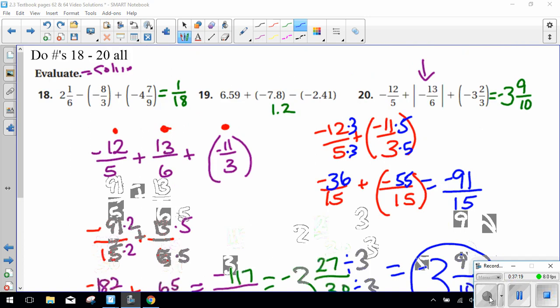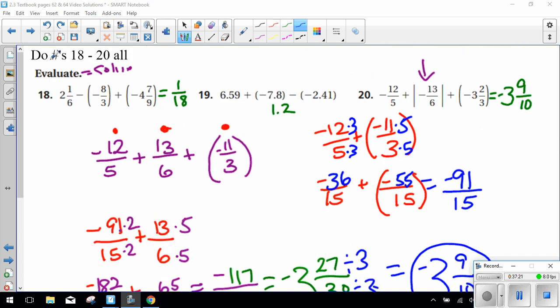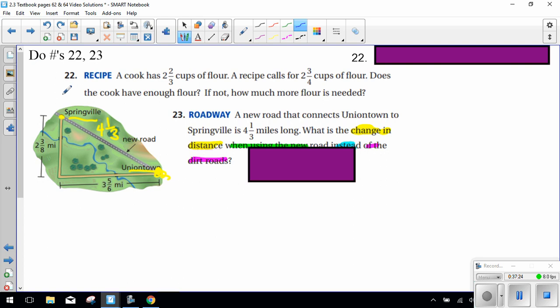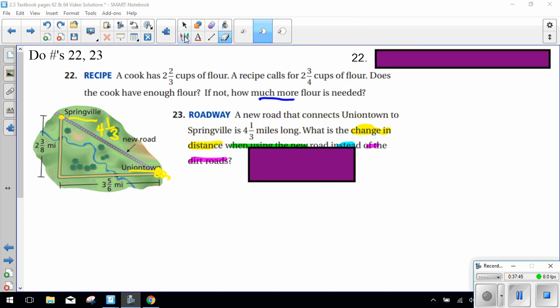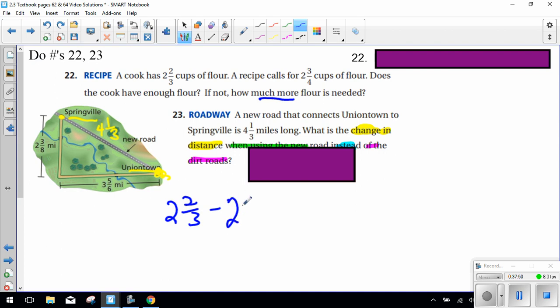All right, let's move on to number 22 and 23, and we're at the end of this. Okay, for 22, a cook has 2 2/3 cups of flour. A recipe calls for 2 3/4 cups of flour. Does the cook have enough flour? If not, how much more flour is needed? So what we're going to do is take 2 2/3 and subtract 2 3/4.